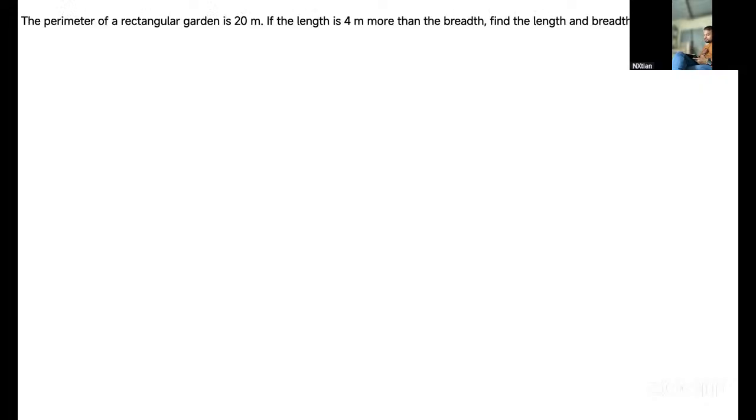Okay, now we'll do some hard questions. Okay, this is your question. Perimeter of a rectangular garden is 20 meters. If the length is 4 meters more than the breadth, find the length and breadth of the garden.